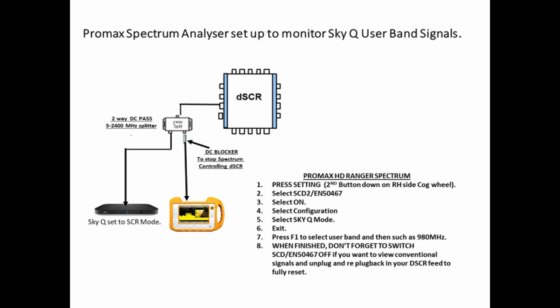And the important thing is to remember, when you've finished, if you're going back to conventional mode, you've got to switch off that EN50467. So again, go into the settings key, switch it off, and the other thing is unplug from the DSCR and plug back in again, and then it will go back to conventional mode, unless you've got the Sky Q box still set in the SCR mode and connected, in which case it will then go back to using user bands.